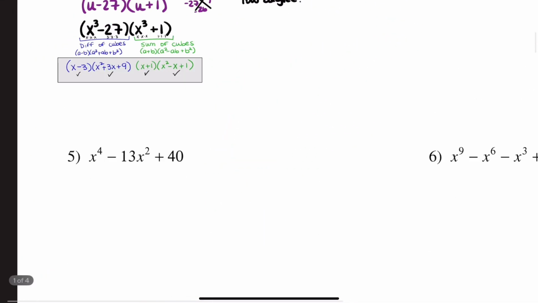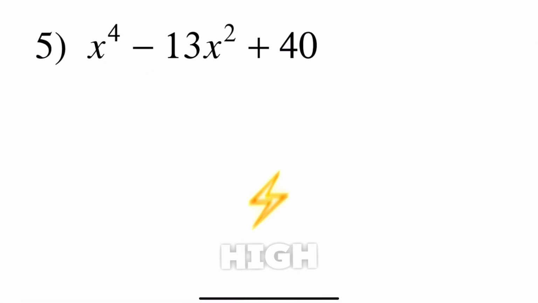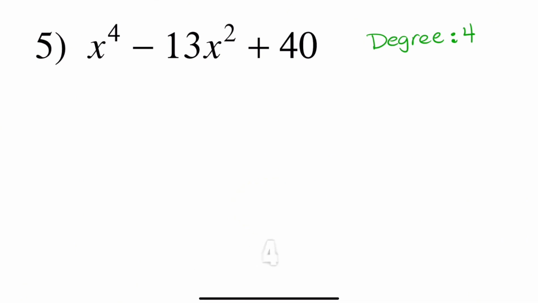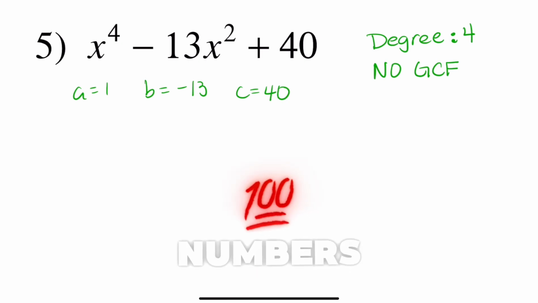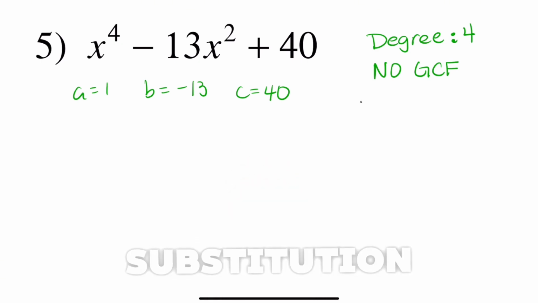Okay. Let's move on to number 5. Number 5 is another high degree polynomial. So here the degree is 4. If the degree is 4 and there's no GCF for 1, -13, and 40, so your A is 1, your B is -13, and your C is 40, there's no GCF for those 3 numbers. So degree 4, no GCF, we want to use that new method we just learned, which is substitution.